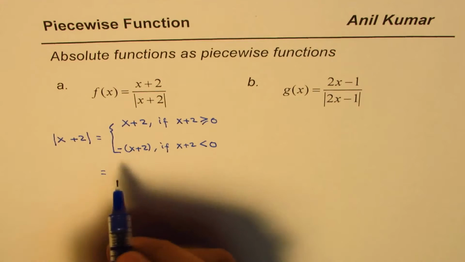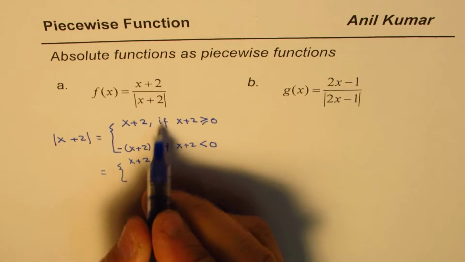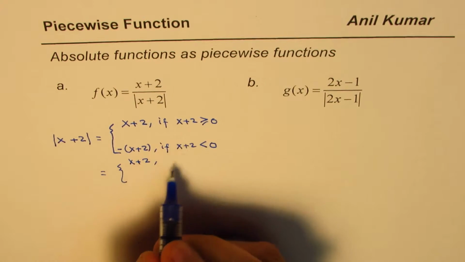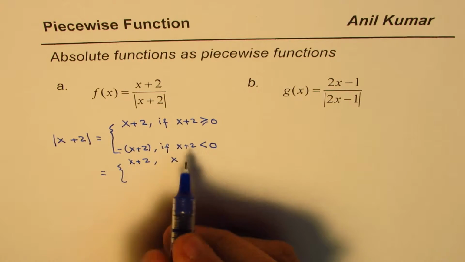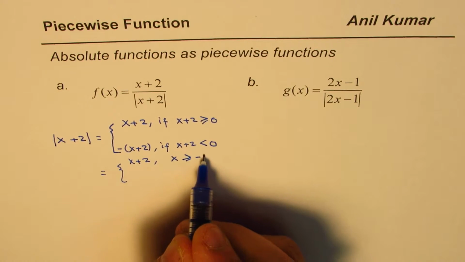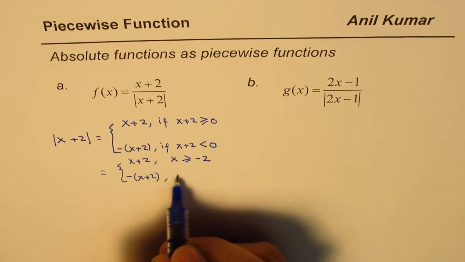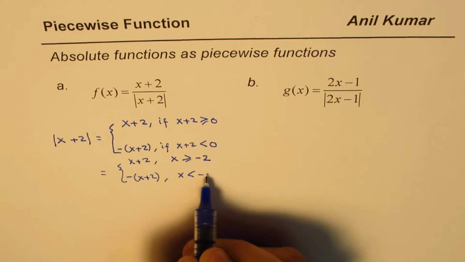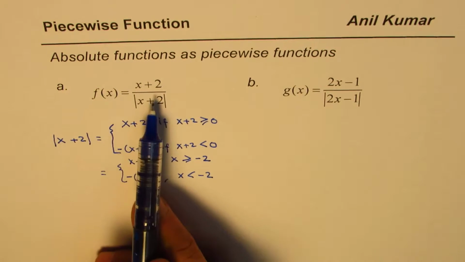Now, this inequality could be solved and we could write this as x plus 2. I'm avoiding writing "if" in most of the cases, I'll do that here again. x plus 2, taking 2 to the right side, it becomes minus 2. And this could be minus x plus 2 when x is less than minus 2. So that becomes the denominator of this function.